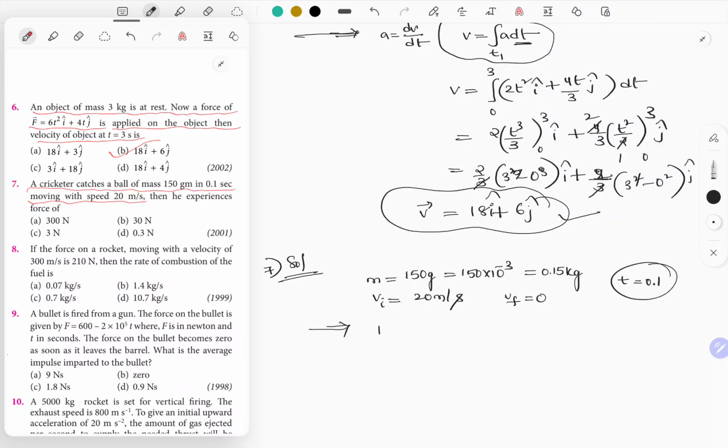You can immediately go to Newton's second law, that is F is equal to dp by dt. So change in momentum, final momentum minus initial momentum. Final momentum is 0 because the velocity of the object finally is 0. So finally that object comes to rest when the cricketer catches that ball. So it is going to be 0. So initial momentum alone you have to consider, that is mass into velocity divided by time.